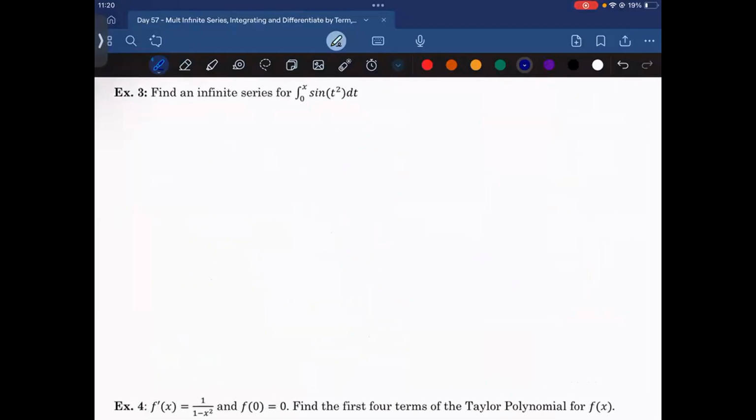Okay, example 3, we have: find an infinite series for the integral from 0 to x of sine of t squared dt. Start out by writing the Maclaurin series for sine, but I'm going to replace the x where it normally is with a t squared.